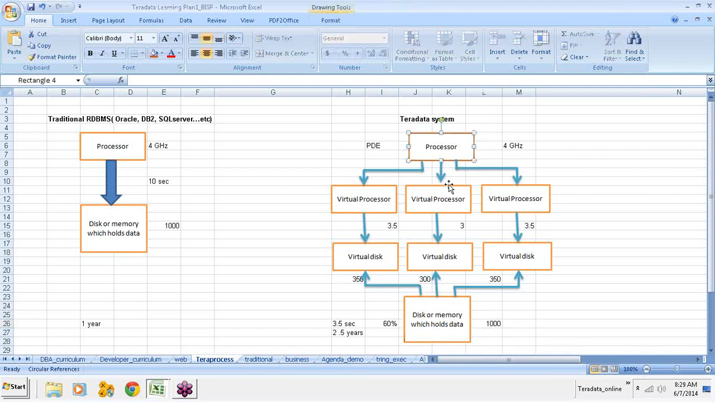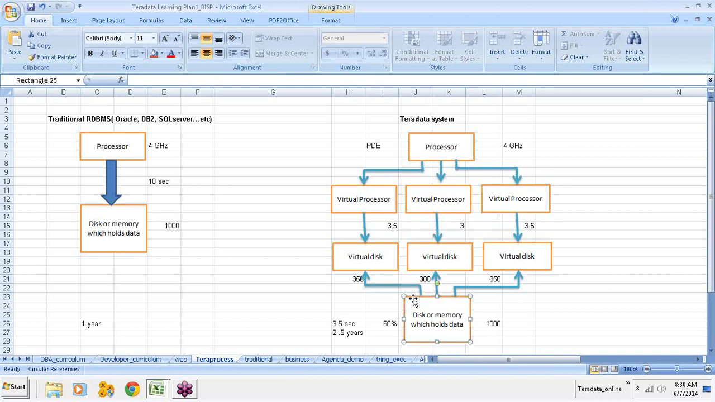Here the processor would start behaving as multiple virtual processors because of a patented software of Teradata called Parallel Database Extension, PDE. By installing the PDE, the hardware processors start behaving as multiple processors, and these are not hardware components of the processors but software components.